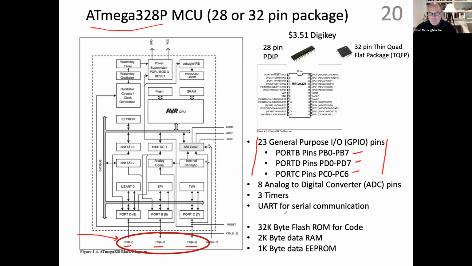A couple other things on here. In addition to the GPIO pins, there are these other peripherals. There are analog to digital converter pins. There are some timers. There's a UART or a USART, it's called a USART, but we only use it as a UART, for communicating. More on that later. This chip has on it 32 kilobytes of flash ROM. That's where it's called a 328. That's where the 32 comes from. It's the fact that this has 32 kilobytes of flash ROM.